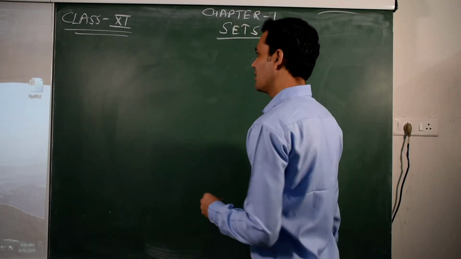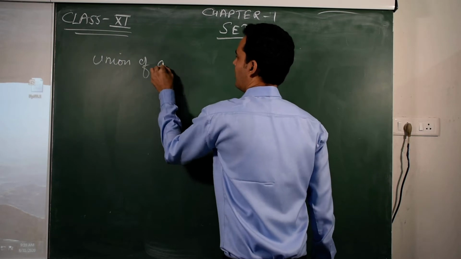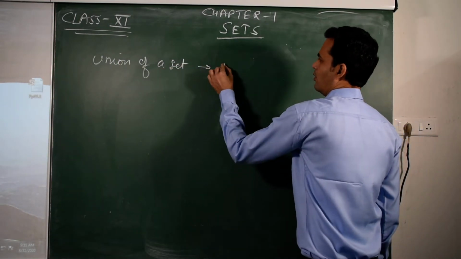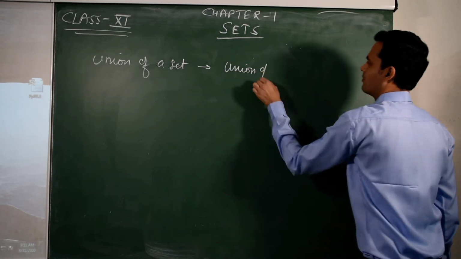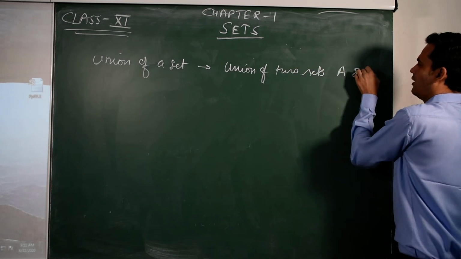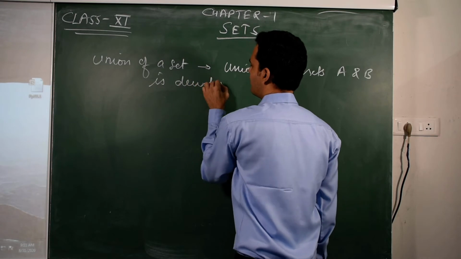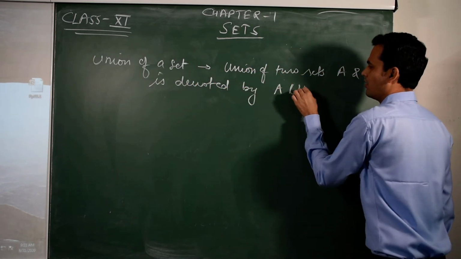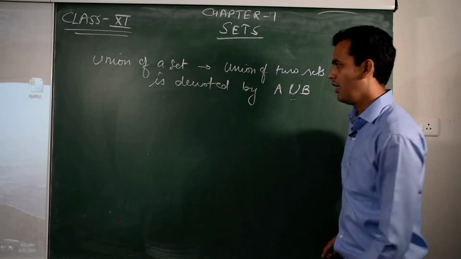So today's topic is union of a set. Union of two sets A and B is denoted by A union B. This is the sign of union, A union B.